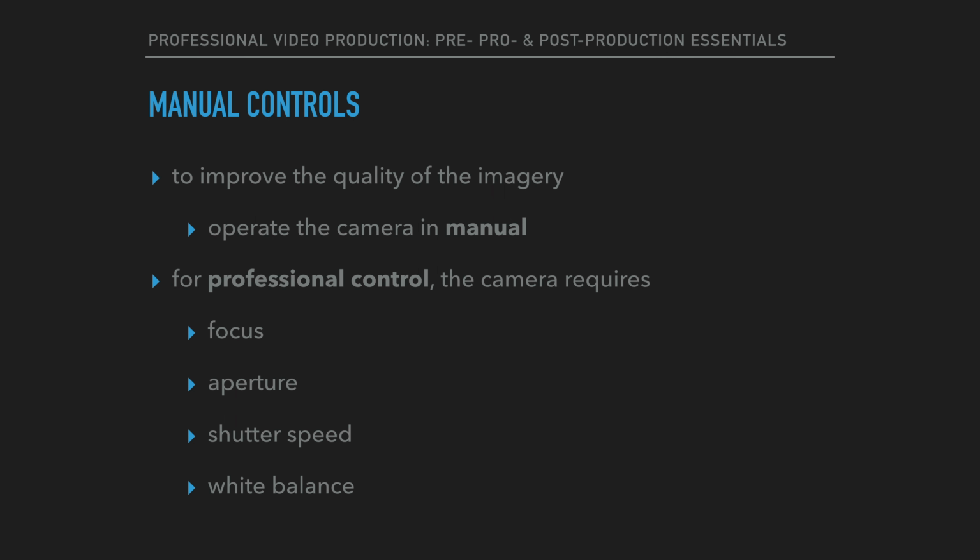If a camera were to not have these controls, it would be useless. Examples of essential controls which a camera needs to have include focus, aperture, shutter speed, and white balance.